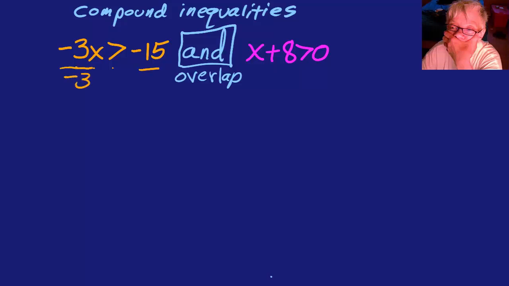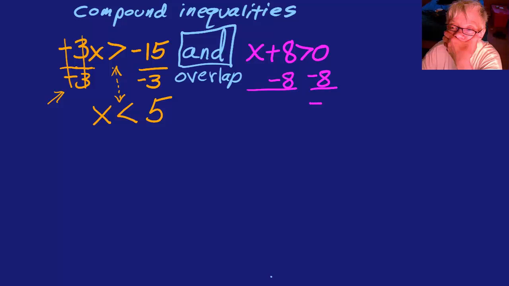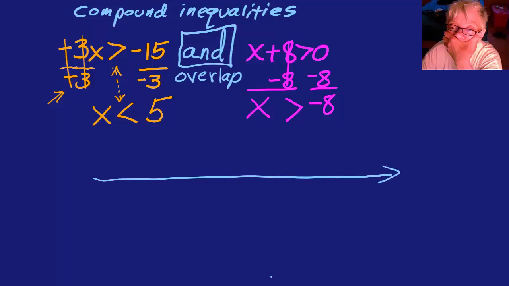Now, back on the first inequality, to get x by itself, we divide both sides by negative 3. This forces us to reverse the inequality sign. The solution will be x is less than 5. With the second inequality, we subtract 8 from both sides, but subtracting does not force us to change the direction of the inequality sign. So we'll have x is greater than negative 8.